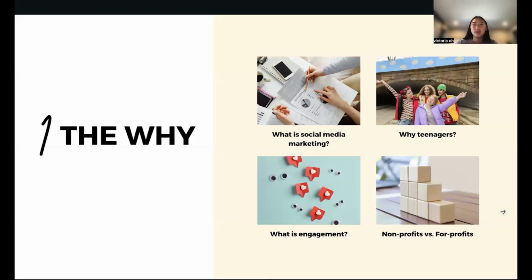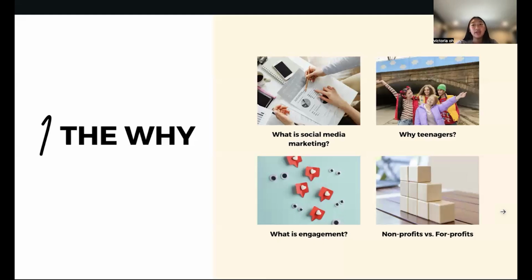Now, what is engagement? Engagement is a measure of how users interact with social media content, accounts, or platforms. This can include a wide range of actions such as likes, comments, and reposts.